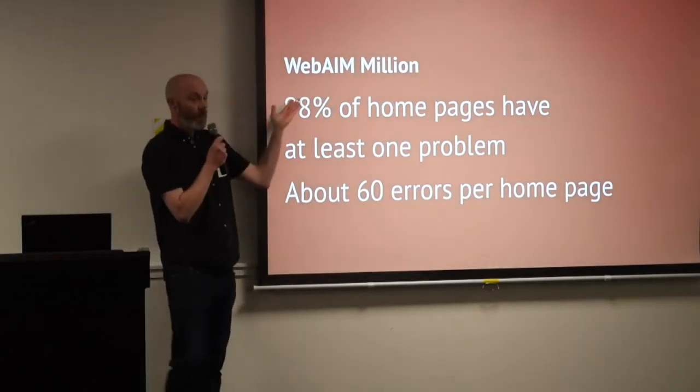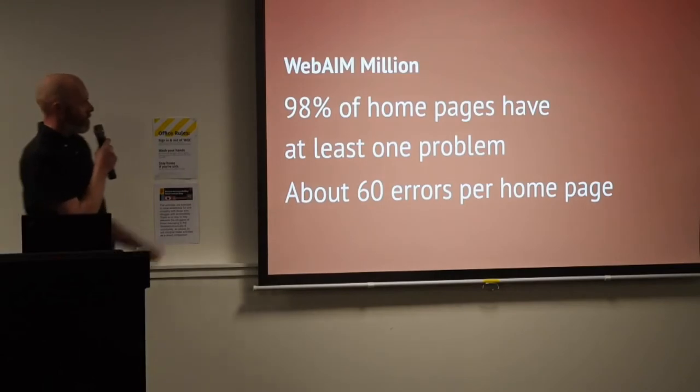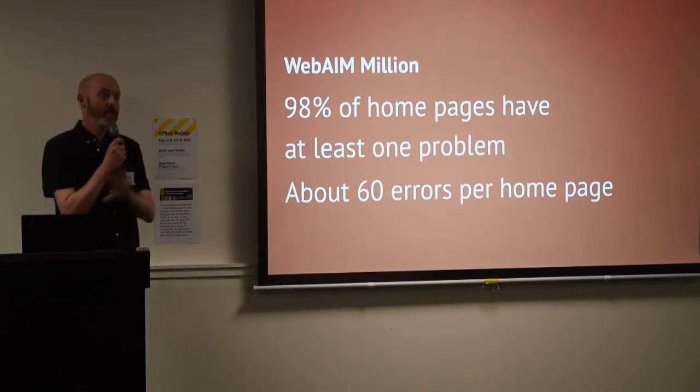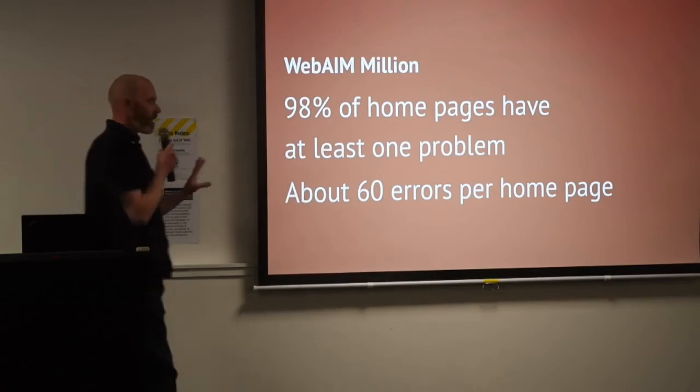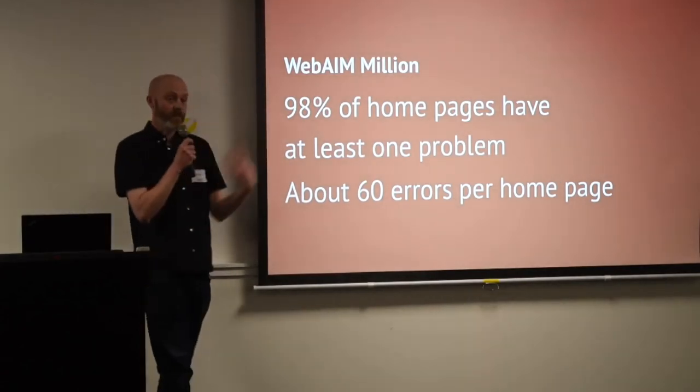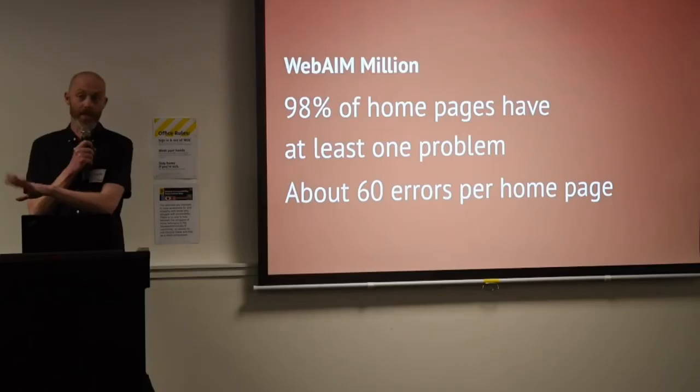There's a company called WebAIM, Web Accessibility in Mind. Every year, they do a massive survey of 1 million websites. They look at just the homepages, and they check for accessibility errors. So this is not a manual process, it's only automated checks. So it's kind of bumping along the surface a little bit anyway, right?